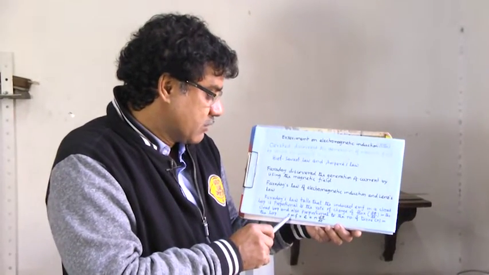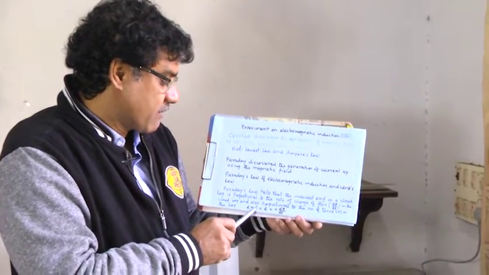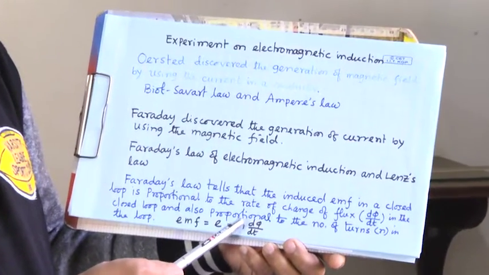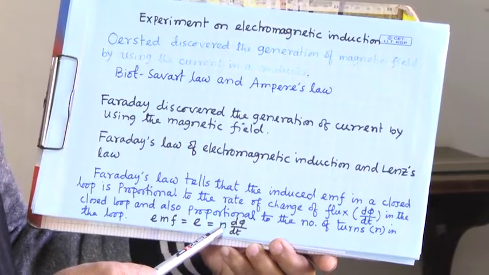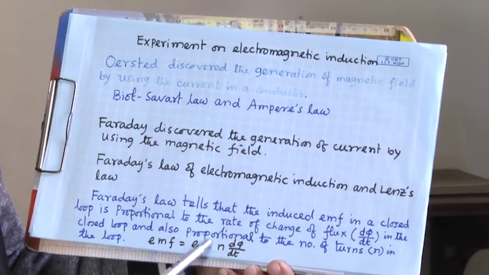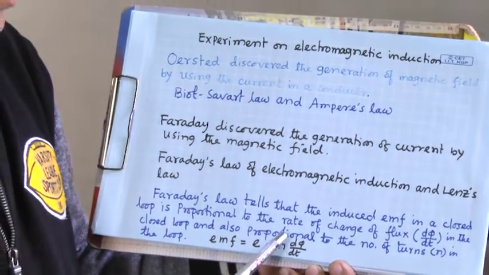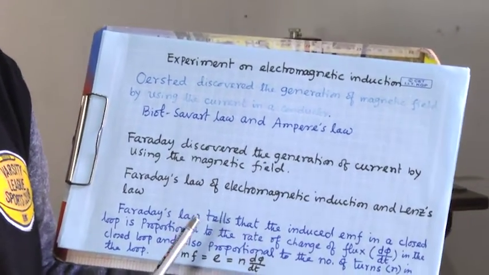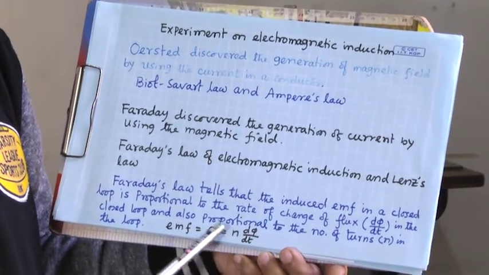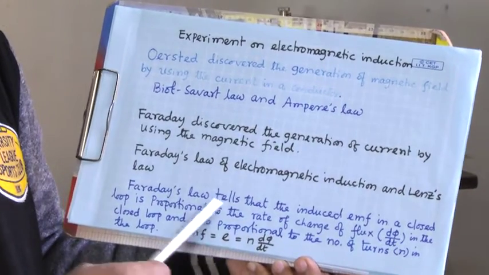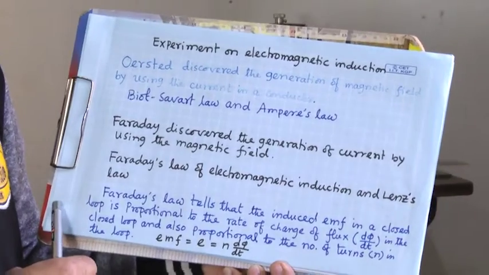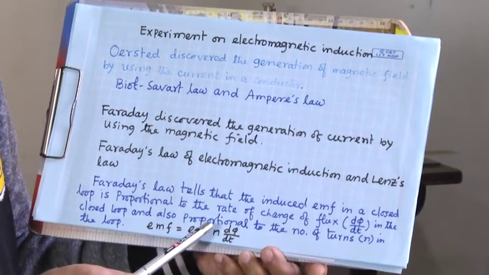Okay. So, the induced e.m.f., E equal to n, the number of turns in the loop, times d phi by dt. They are proportional, so there is a proportionality constant if you use proper units. This constant will be 1. So, E equal to n d phi by dt. That is Faraday's law of electromagnetic induction.